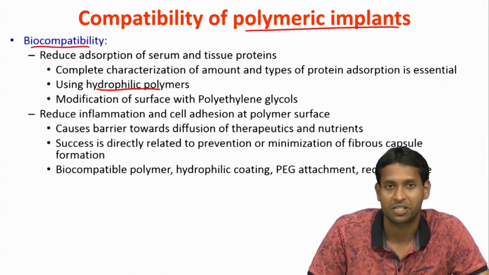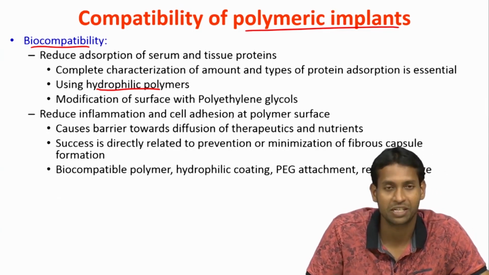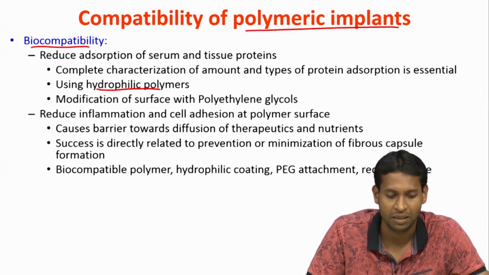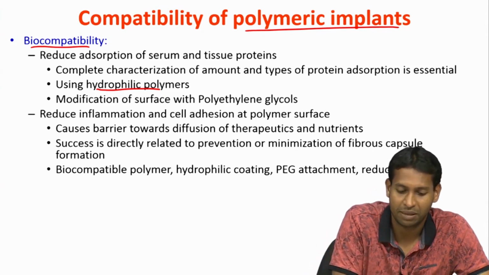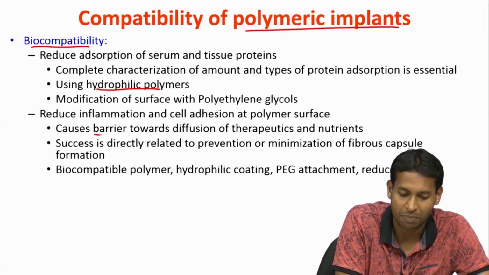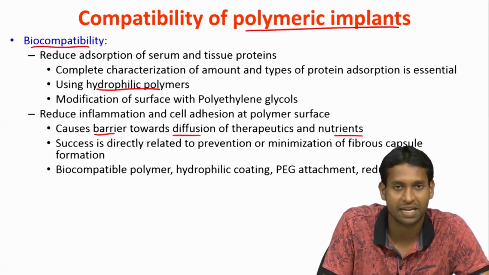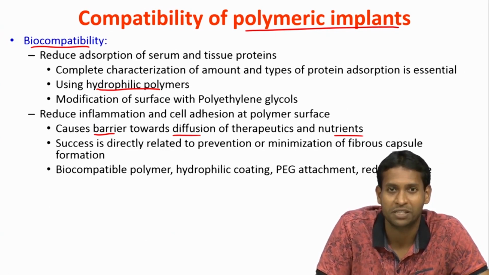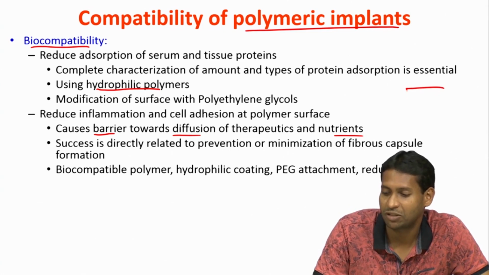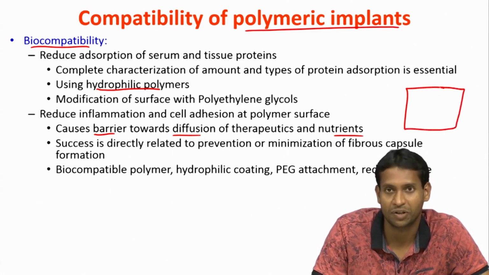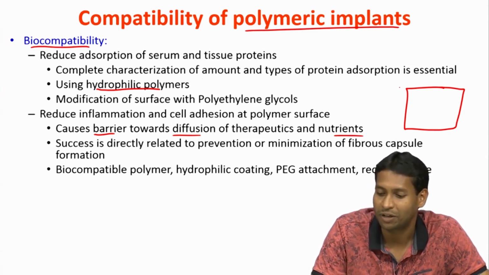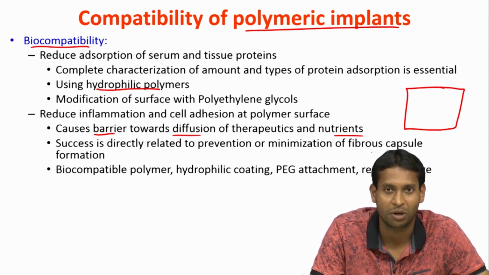Then what about inflammation? It should reduce inflammation and cell adhesion at the polymer surface. It goes hand in hand with the protein data we already talked about, but even then it should reduce inflammation as well. That will prevent a barrier from being formed against diffusion of therapeutics and nutrients in and out. Success for these implants is directly related to how much you can minimize the fibrous capsule, because if the body can't degrade the implant and does not like it, it will try to wall it off, as we discussed. The body will first try to remove it.